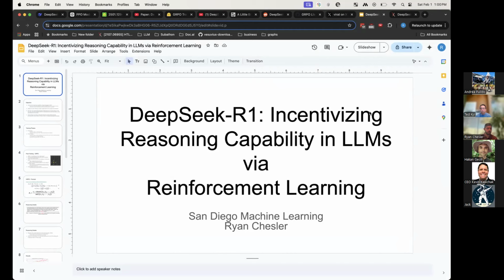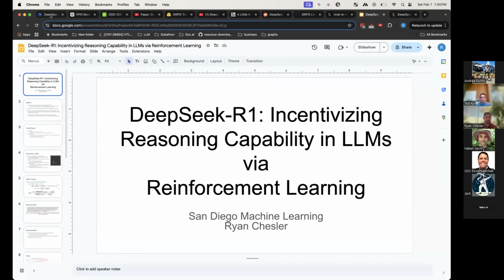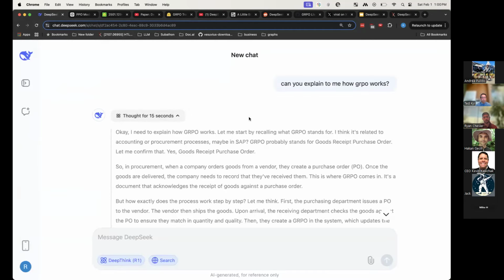I'll start by just showing the interface. This is very similar to ChatGPT. People have fallen in love with ChatGPT and Sonnet and all of these other models. You ask it a question, it gives you something intelligent back. So this is DeepSeek, just kind of a Chinese equivalent.